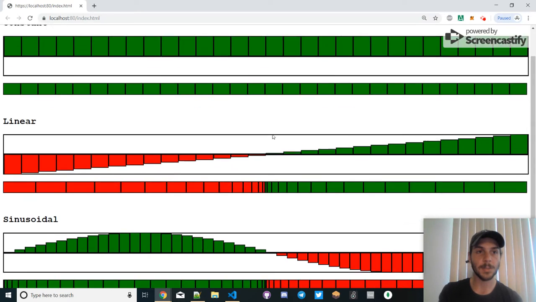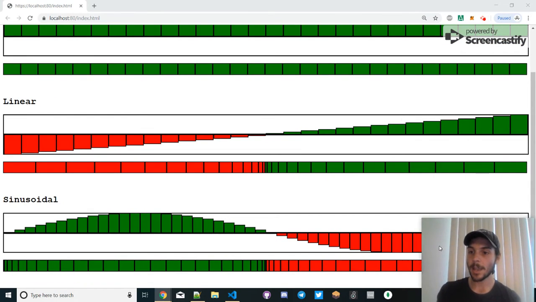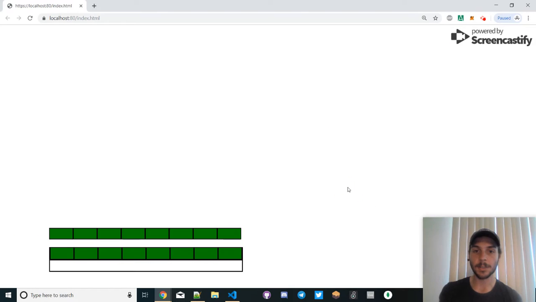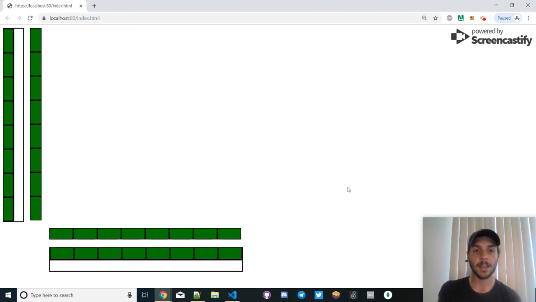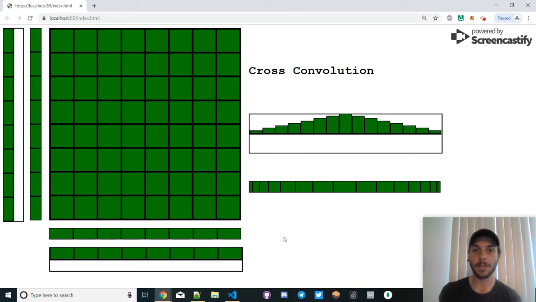And here's some cool examples: constant, linear, sinusoidal. And what's really cool is that if I take two signals and treat them as the x-axis and the y-axis, I can make a grid. And using this grid, where every cell is a product of two samples, one from each signal, I can then find, say, the convolution, where every sample from the convolution is the sum of the diagonal cells in this grid.